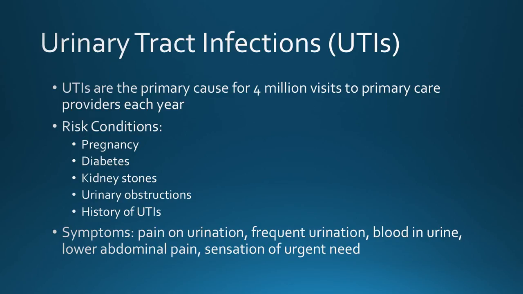Symptoms to help you detect if a patient may be a candidate for this test or not are pain upon urination, frequent urination, blood in the urine, lower abdominal pain, or the sensation of an urgent need to go to the restroom, or frequently and urgently needing to go to the restroom.